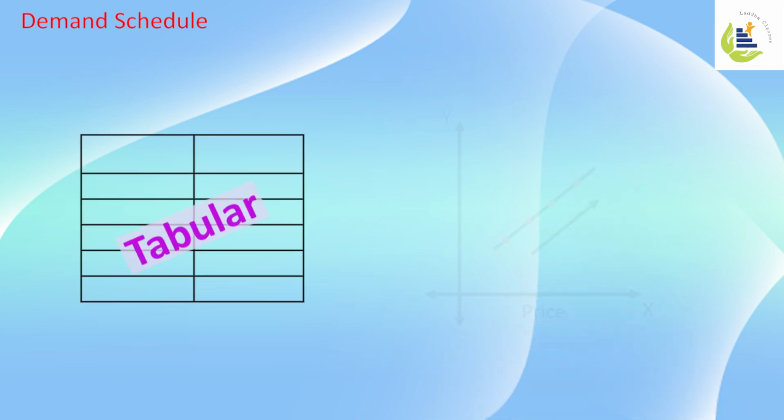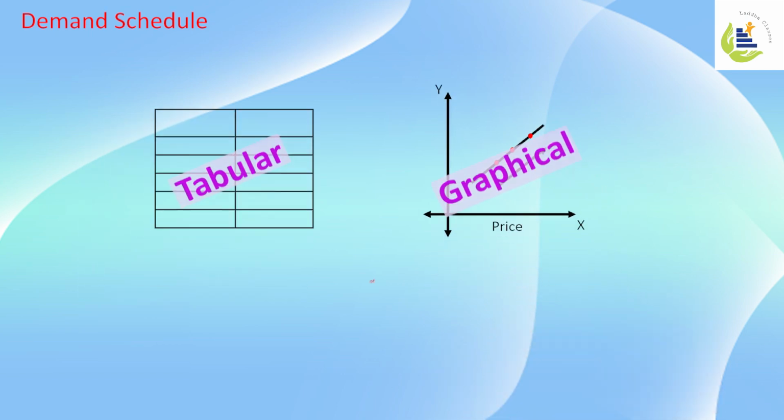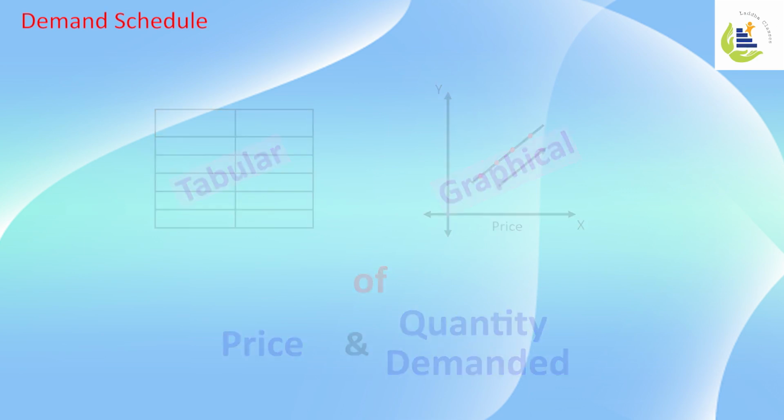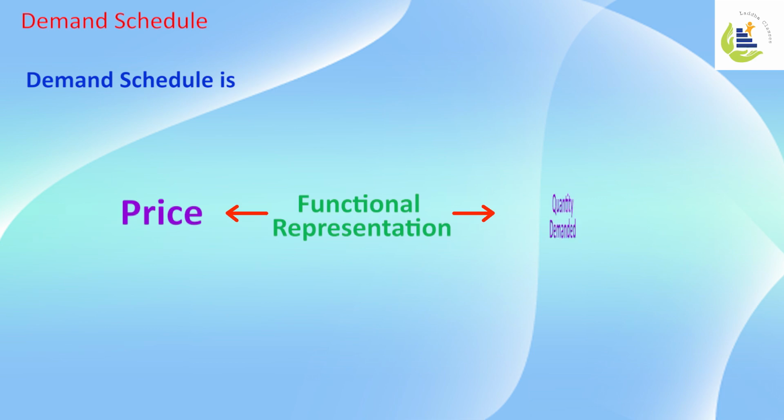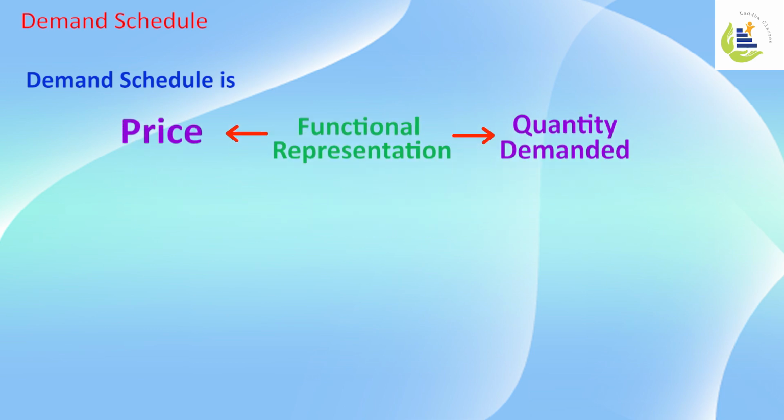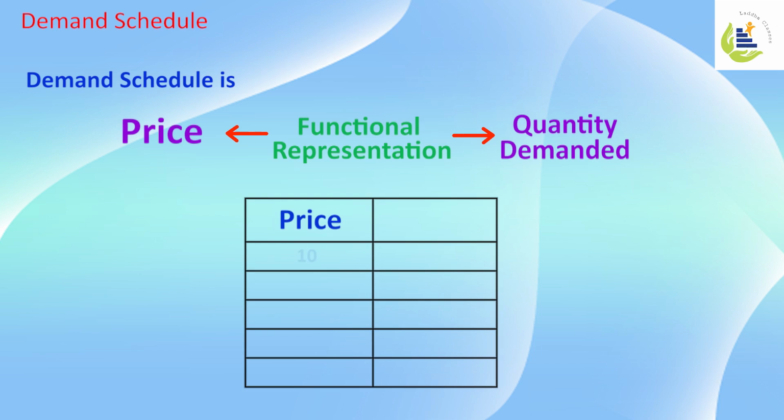Now there is another concept we are going to learn in this video, the demand schedule. Demand schedule is a tabular representation of price and quantity demanded. So demand schedule represents a functional relationship between price and quantity demanded. In a demand schedule we represent different prices and the different quantities demanded by the consumers across them. Let us go back and try to identify their meanings and concepts in greater detail.